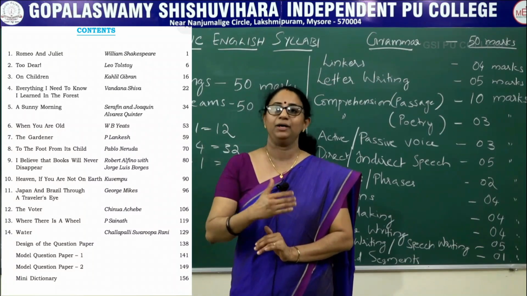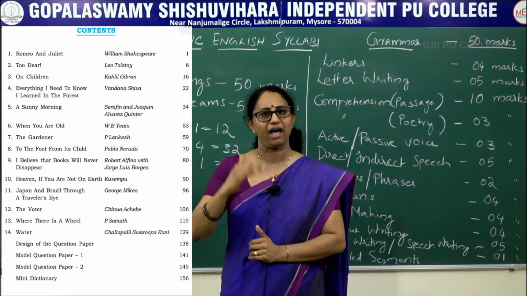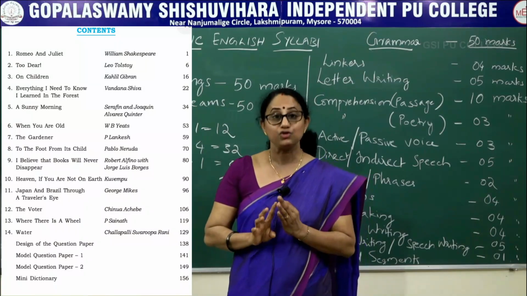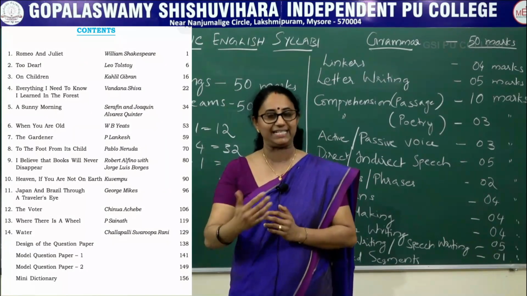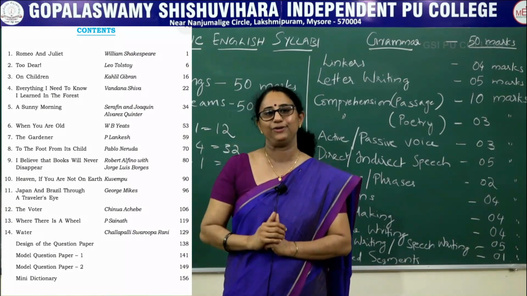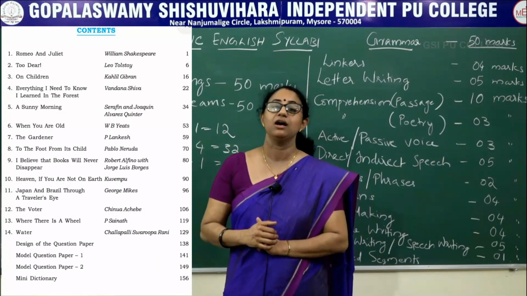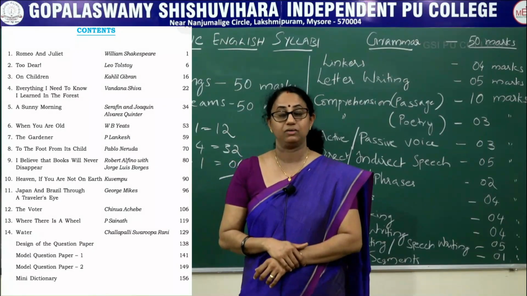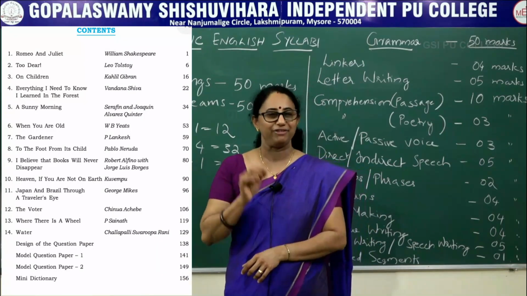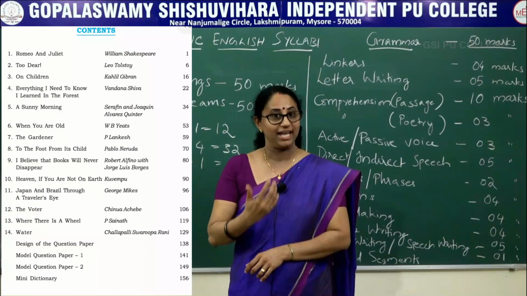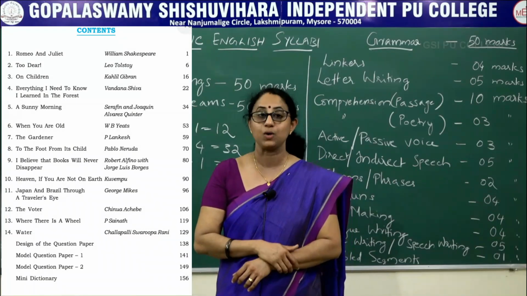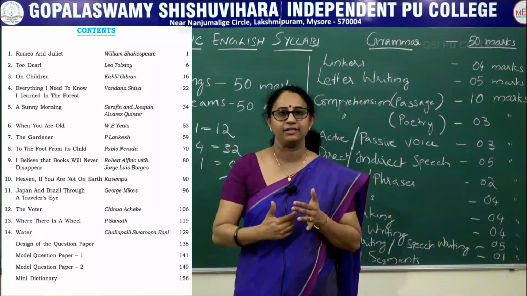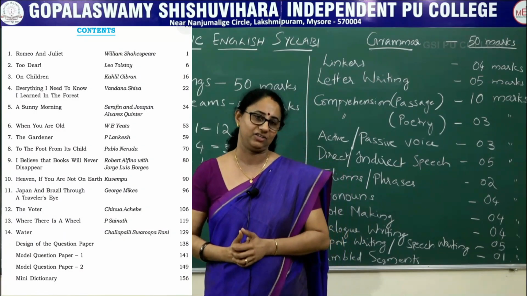Now, apart from a play, under the prose category, you are going to study all genres of English literature. You have 3 short stories, of which one is a translation. You have an interview, Borges interviewed by Roberto Alifano. You have another article, Where There Is a Wheel, written by P. Sainath. You have a wonderful essay on ecology and the need to protect our ecosystems, written by Vandana Shiva. Likewise, many genres are covered under this category.